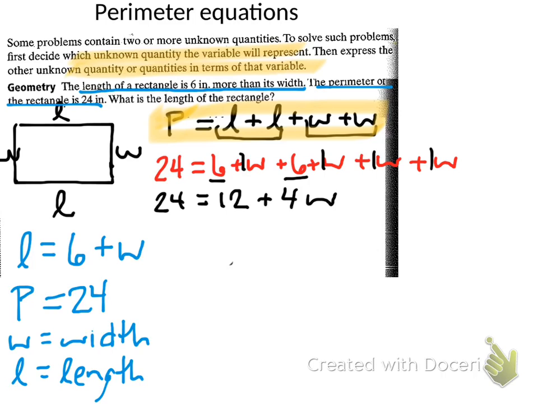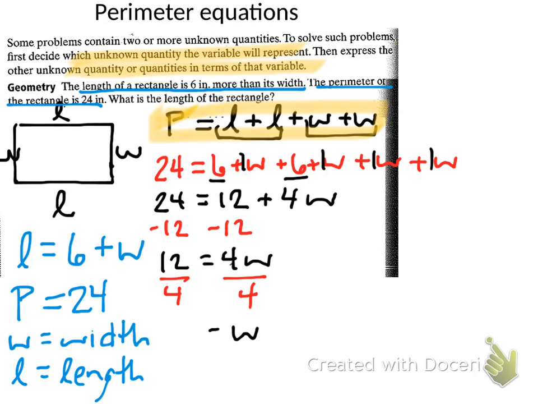Keep going here. We're going to subtract 12 from both sides. That'll give me 12 equals 4W. And then I'm going to divide both sides by 4. And I get a final answer of W equals 3. What does that mean? Well, W was the width, so the width is 3 inches.